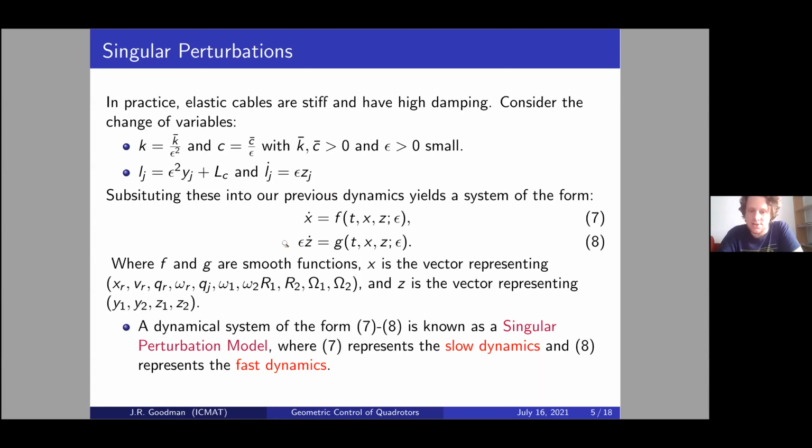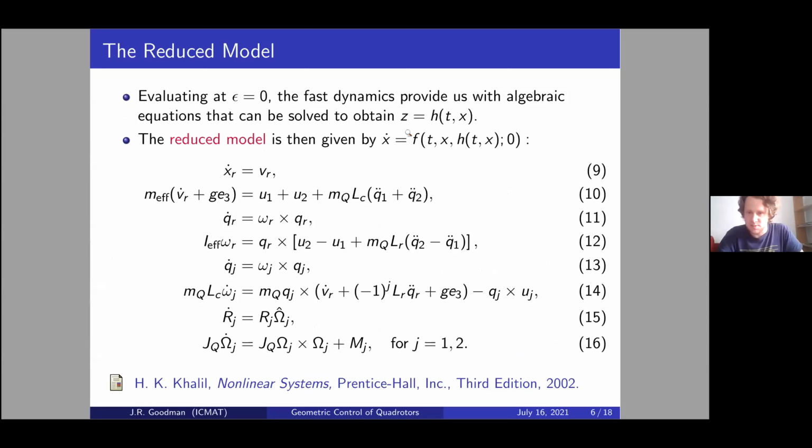Equation 7 here describes the slow dynamics, and 8 represents the fast dynamics. And the strategy from here is to evaluate the system at epsilon equals 0, which would then correspond to an infinitely large spring constant and damping coefficient, which one would hope would yield inelastic cables. And from there, you have an algebraic equation in terms of G, which, assuming sufficient regularity, you could solve via the implicit function theorem for Z in terms of T and X. In our particular problem, this can be done very explicitly.